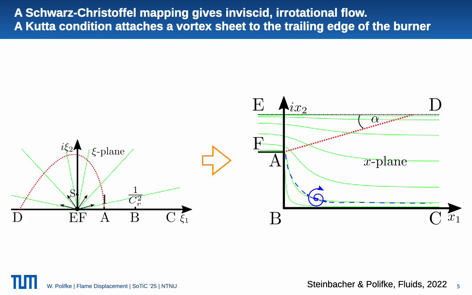But first, one more slide that illustrates how the flow was constructed. We used old school Schwarz-Christoffel mapping that gave us inviscid and irrotational flow, potential flow, and then a Kutta condition was attached to the corner, as shown here, which generated vorticity, which was then transported by the potential flow into the combustion chamber. And from the vorticity through Biot-Savart, we also had a solenoidal velocity field.